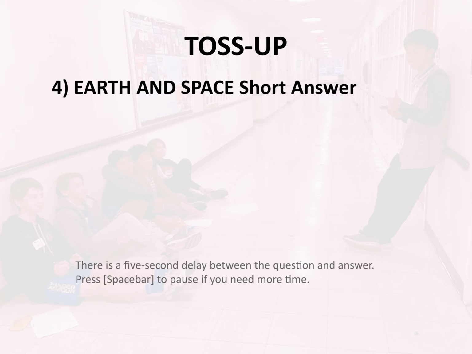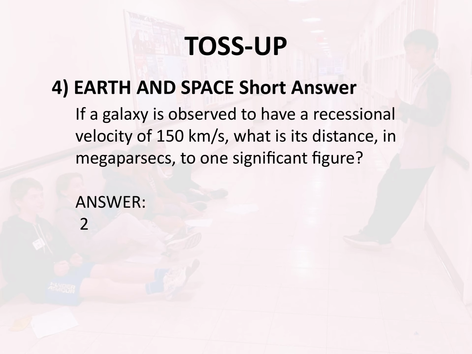Toss-up 4. Earth and space. Short answer. If a galaxy is observed to have a recessional velocity of 150 km per second, what is its distance, in megaparsecs, to one significant figure? Answer: 2.